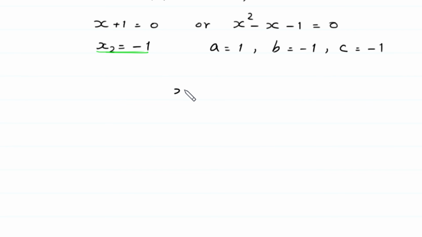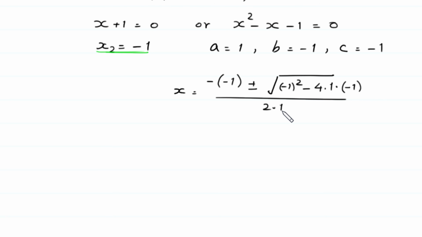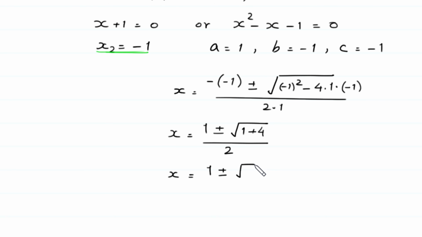And according to quadratic formula, x is equal to minus value of b negative 1, plus or minus square root of value of b negative 1 squared minus 4 times value of a 1 times value of c negative 1, divided by 2 times the value of a 1, and x is equal to minus minus plus 1 plus or minus square root of negative 1 squared is 1, negative 4 times 1 times negative 1 plus 4 divided by 2 times 1, 2, and x is equal to 1 plus or minus square root of 1 plus 4, 5 divided by 2.